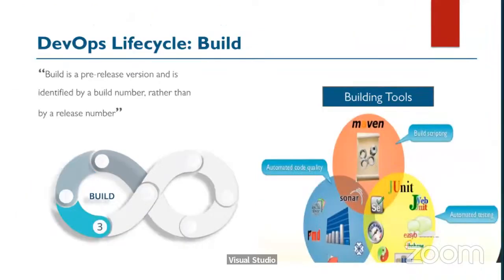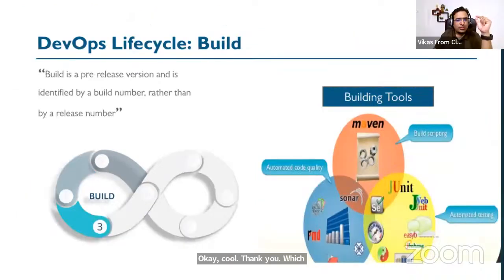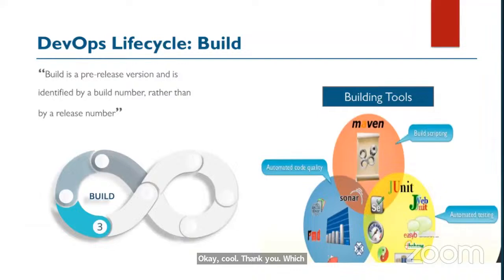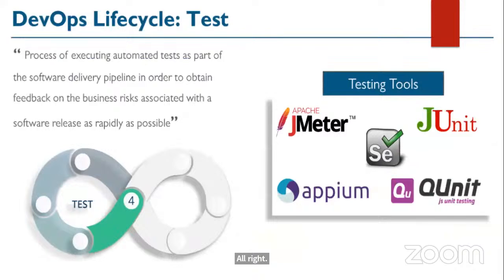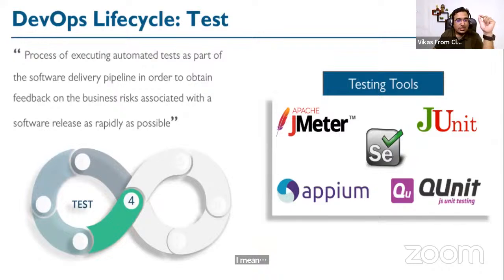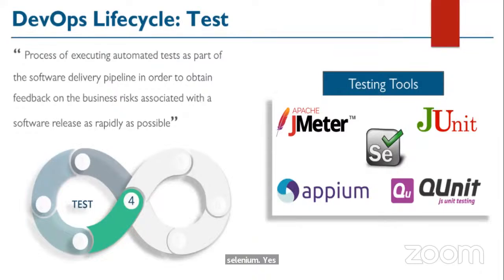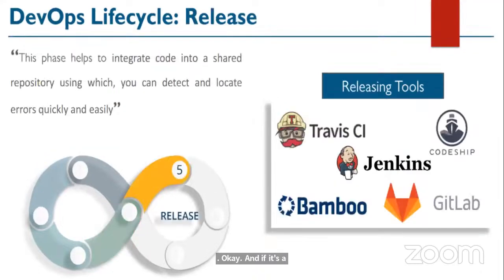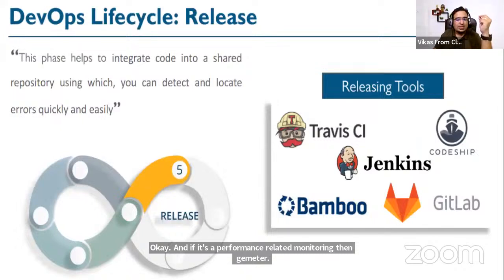If it's a Java-based project, which build tool are you using? Maven. Okay. For testing, which testing tool are you using? Selenium, integrated with Jenkins. Yes. And if it's performance-related testing, then JMeter. Okay, JMeter, cool.